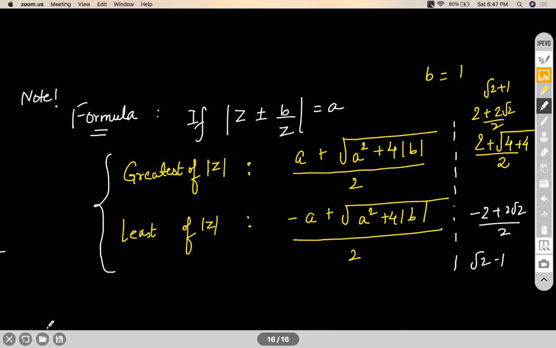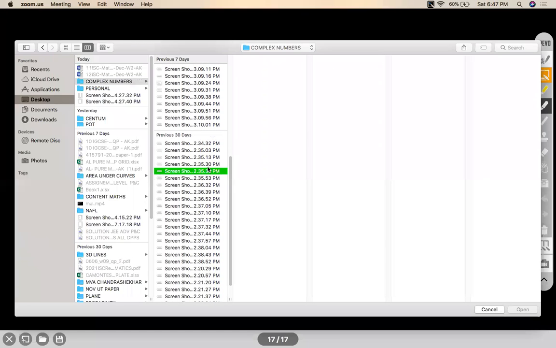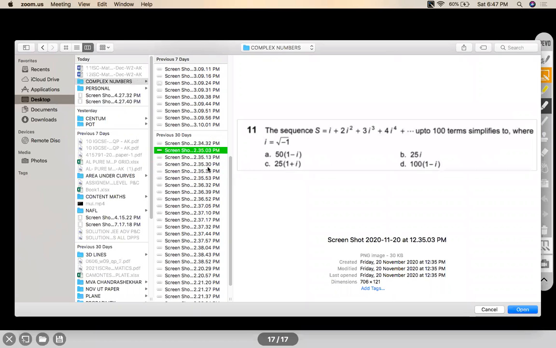Is it fine? Any questions, any concerns? Let me check if I can find a few more questions. I think all easy questions are there on this as of now.